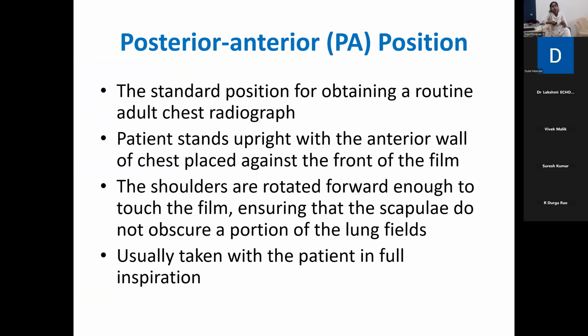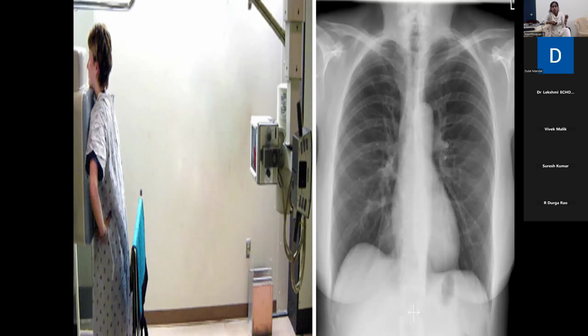In PA view, we most often take the PA view in full inspiration. But sometimes we also get expiratory films. The patient must be asked to hold his breath at the end of inspiration, that is at total lung capacity. You have to ask the patient to hold his breath. Only then you will be able to visualize each and every structure clearly.